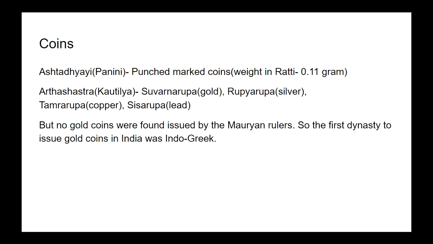Coins. Regarding coins, we find mention of the Panch Mad coin in the Ashtadhyayi written by Panini. In the Ashtadhyayi, we find mention of the Rati system. Rati was a weight measurement system, and one Rati is equal to 0.11 gram. Then in the Arthashastra written by Kautilya, we find mention of four different types of currency: Swarn Rupa for gold, Rupya Rupa for silver, Tamra Rupa for copper, and Sisa Rupa for lead. But no gold coins were found issued by Mauryan rulers. So the first dynasty to issue gold coins in India was the Indo-Greek dynasty.